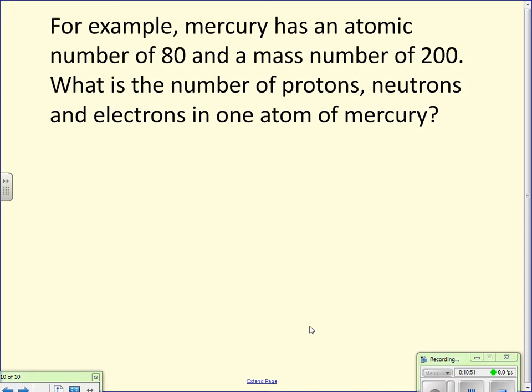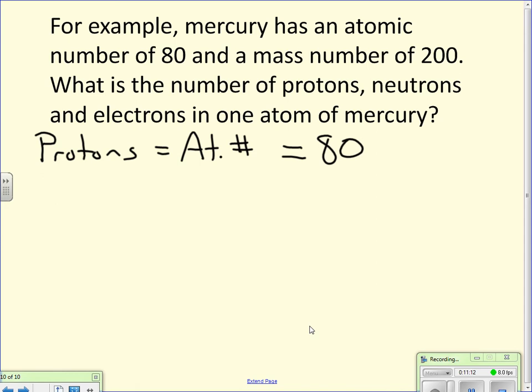Mercury has an atomic number of 80 and a mass number of 200. What is the number of protons, neutrons, and electrons in one atom of mercury? Well, if we were to figure out protons, remember protons is equal to the atomic number, which is 80. So we have 80 protons. Electrons is equal to protons, which is also 80.